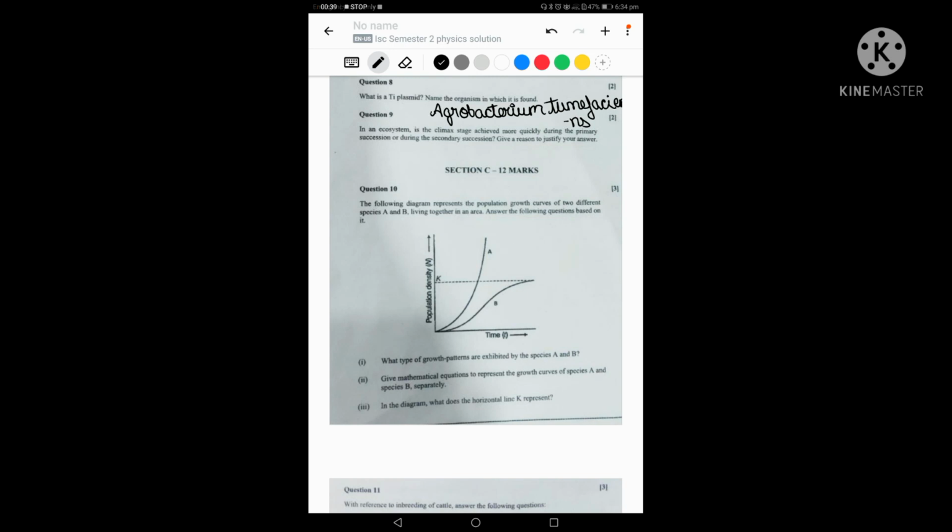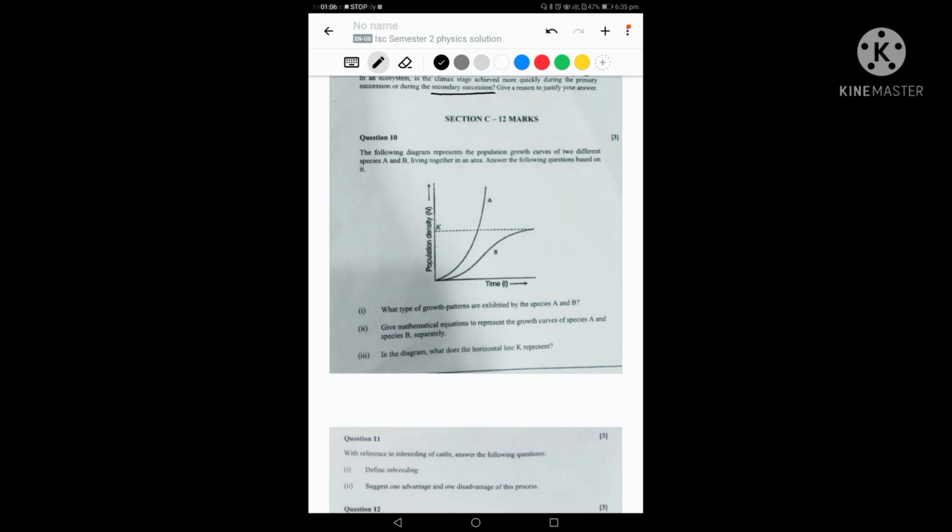Now in question number 9, in an ecosystem, is the climax stage achieved more quickly during primary succession or during secondary succession? During secondary succession, the climax stage is achieved more quickly because there are already nutrients and minerals present in the soil.